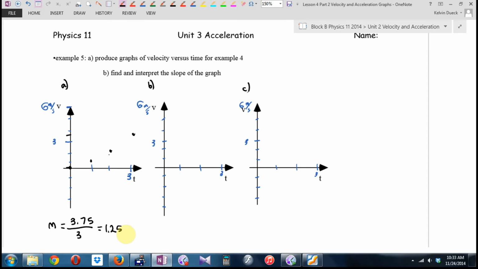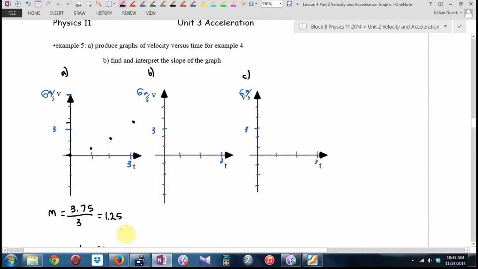Let's see. For B, I'm just going to do the first point and the last point. First point, where were we? After 1 second, where were we? 2. After 3 seconds, where were we? What's the slope? It's going to be 5.75 take away 2. There's my rise, over 3.